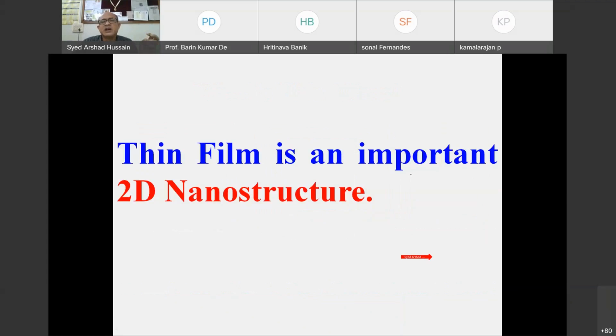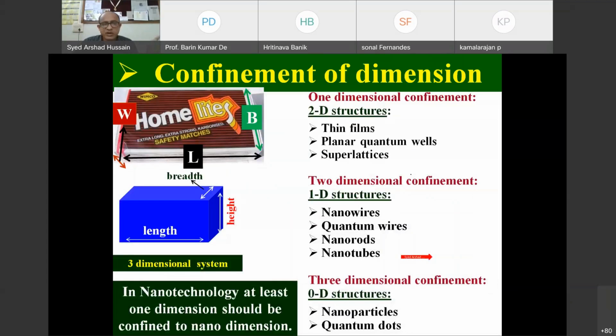This kind of thin films are important two-dimensional nanostructures, and already the earlier speaker has shown this, confinement in dimensions. If you want to have your system in nano dimensions, normally all physical observables have 3 dimensions: length, width, and breadth. If you want your system to be nano, then at least 1 dimension has to be confined, cut down to the nano dimensions. If you cut 1 dimension, then you will have a thin film. This is called 2D structures.